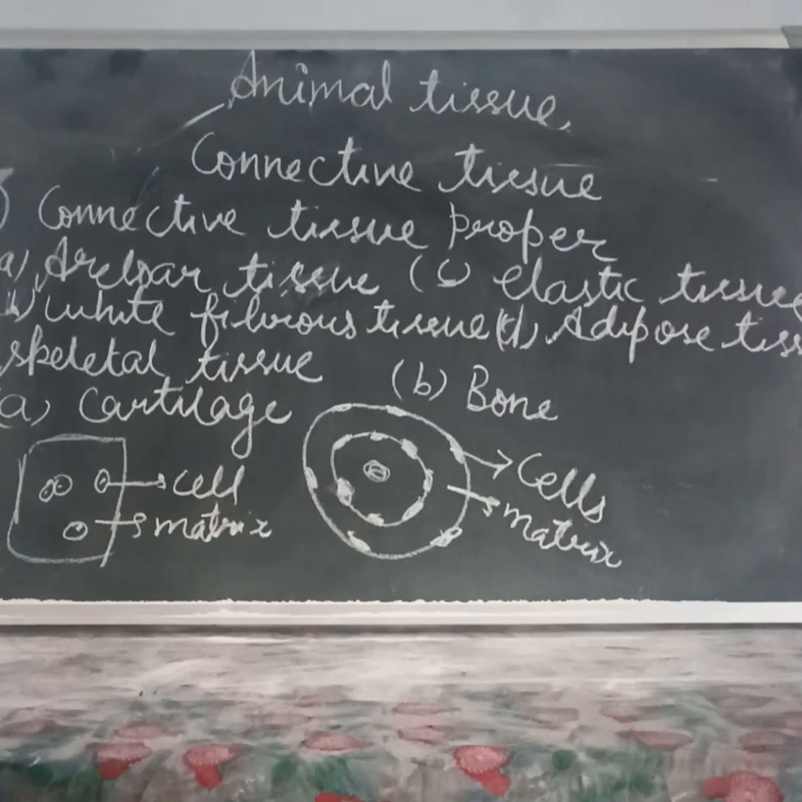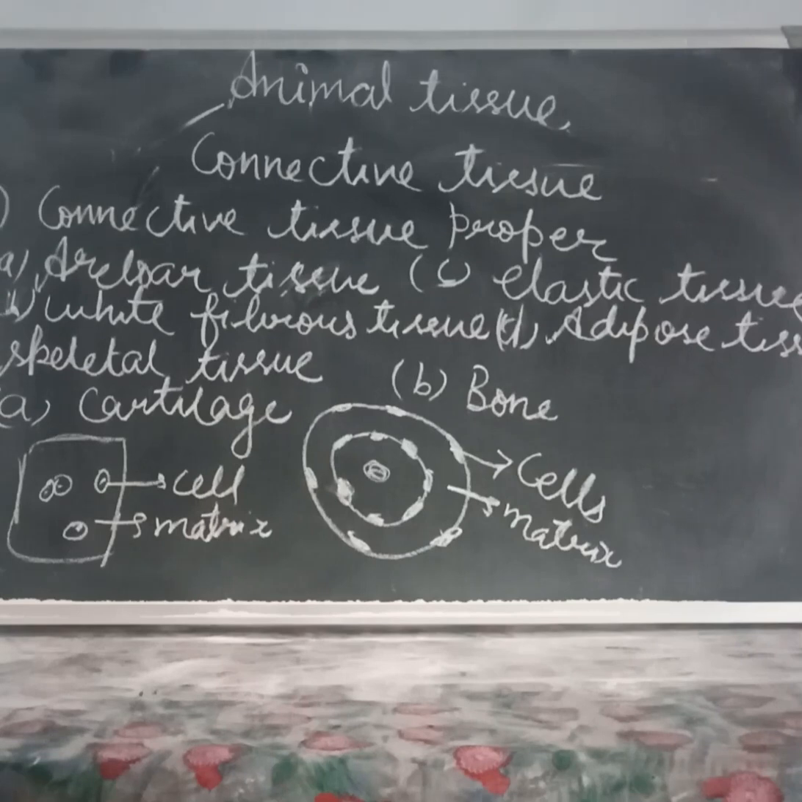And then the third one is the elastic tissue. It is made up of yellow fibers, which is also called the yellow fibrous tissue. It joins one bone to another bone, so an example is ligaments. It also does not have much matrix and contains only a few cells, but these are thicker as compared to the white fibrous tissue.